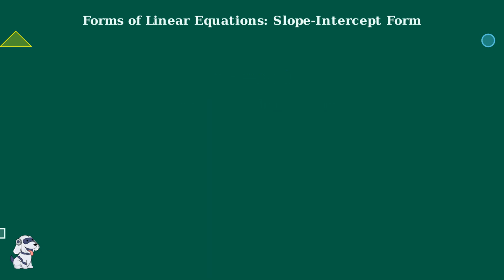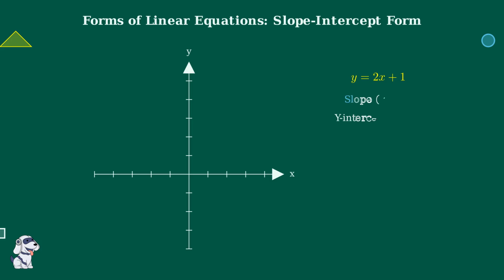Let's create a coordinate plane to see how these components work visually. Here's our coordinate plane with x and y axes. Now let's plot a line using the slope-intercept form. Let's use the example y equals 2x plus 1. Here the slope m equals 2 and the y-intercept b equals 1. The y-intercept is where the line crosses the y-axis. Since b equals 1, our line crosses the y-axis at the point 0, 1.